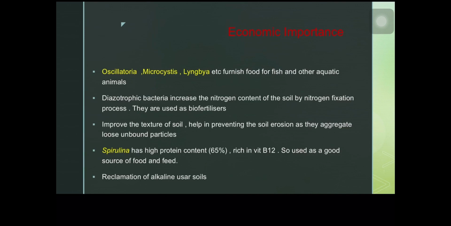Another important one is Spirulina. Spirulina has a high content of proteins, and not only protein, it contains many minerals like calcium, magnesium, iron, zinc, and vitamin B12. So at present it is used as a source of food and feed, and it is used as a single cell protein. Another feature of cyanobacteria is reclamation of alkaline soils. It was found that some cyanobacteria form a thick stratum on the surface of saline soils that could help to decrease the pH to neutrality, helpful for the growth of plants.